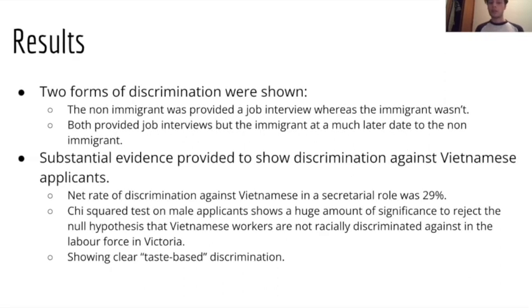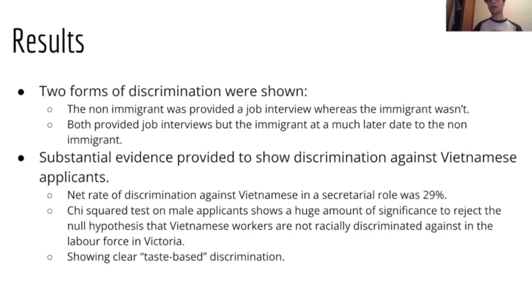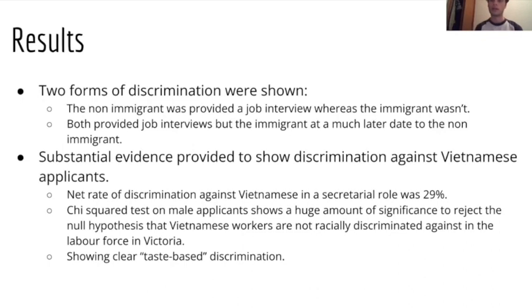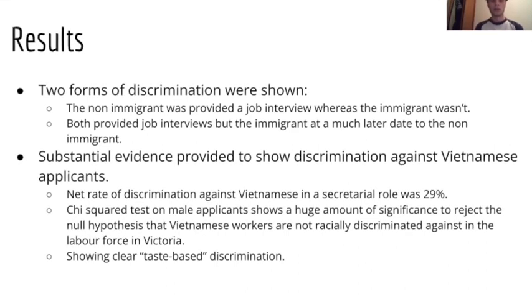There was substantial evidence to show discrimination against the Vietnamese applicants over the European applicants, which might be because of the lack of history and the greater unknown in terms of how they work and their productivity, because obviously the Europeans had a history with immigration, so employers are more likely to understand productivity levels on average of the Europeans. So the net rate of discrimination against Vietnamese in this secretarial role was 29%, which is pretty high.